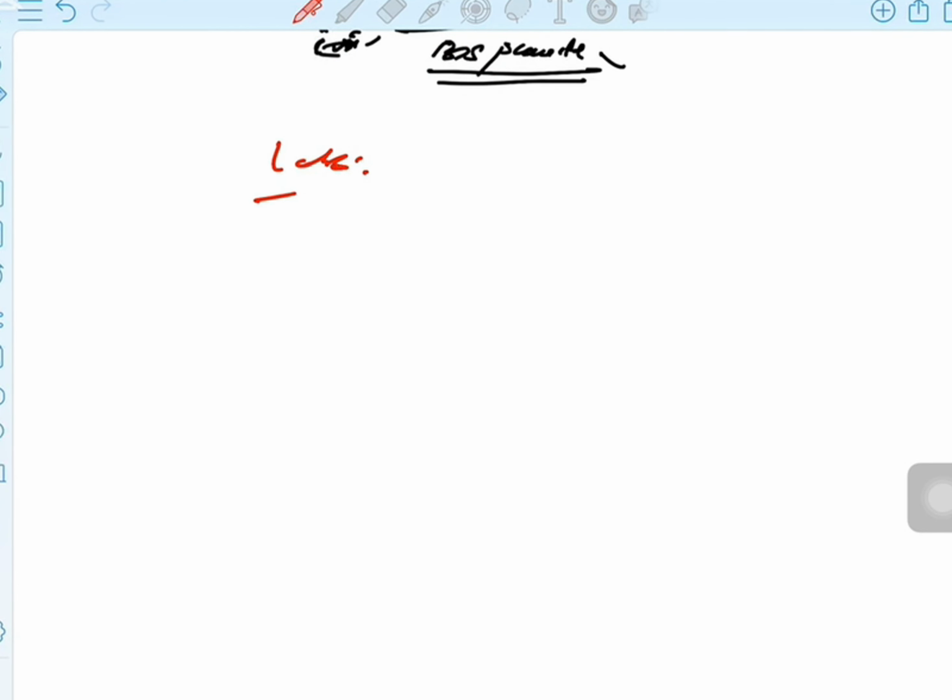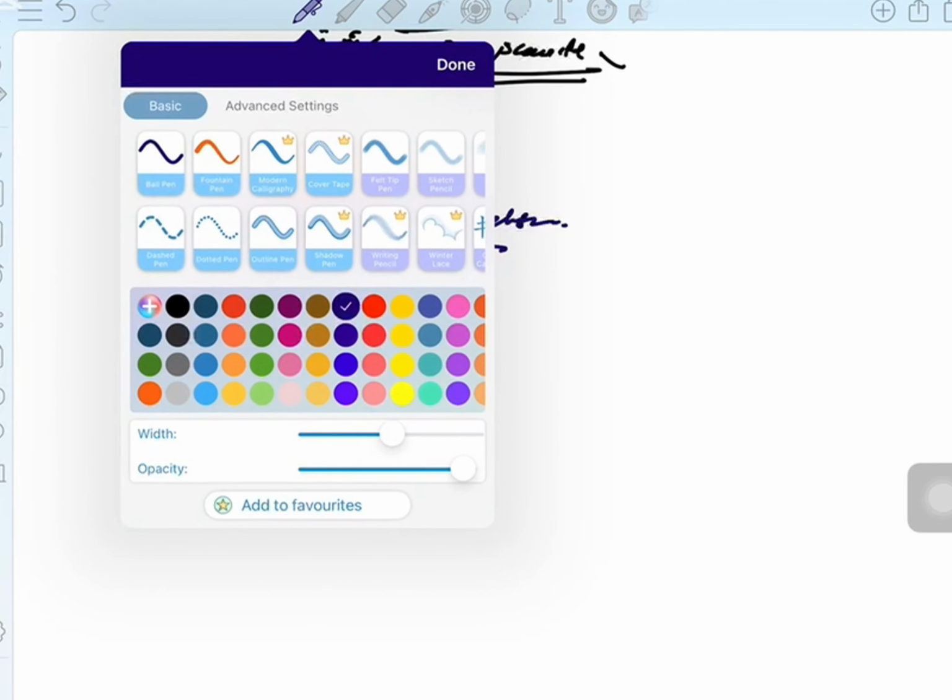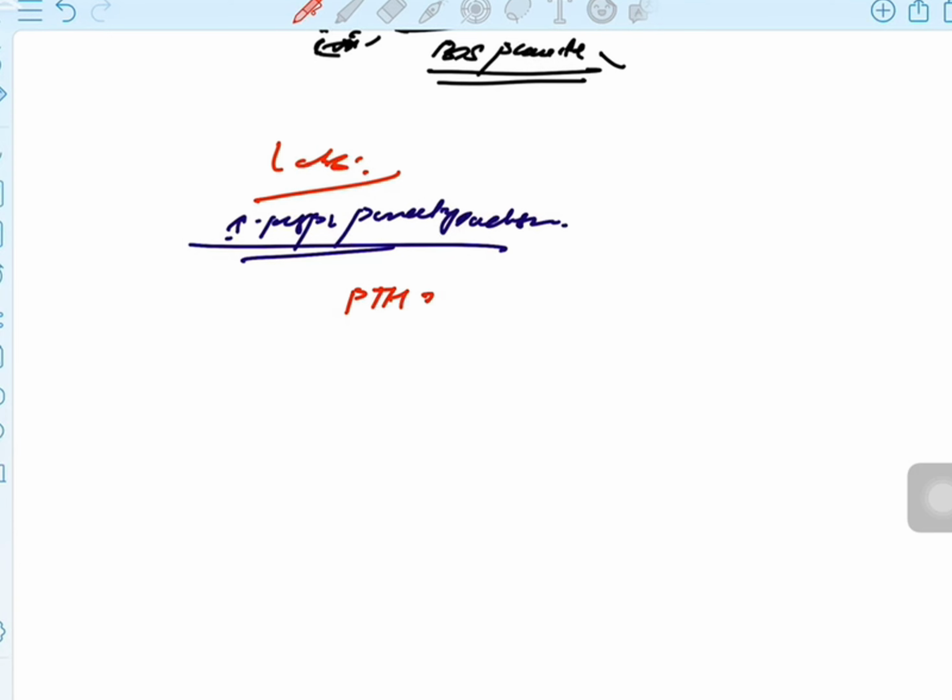Okay guys, let me tell you something most important. As we know, when a person presents to us with high level of parathyroid hormone, meaning primary hyperparathyroidism, at that time the level of parathyroid hormone will be high, the level of calcium will be high, the level of phosphate will be low, and the level of urinary cAMP will be high. These are the lab findings we will see in a patient of primary hyperparathyroidism.